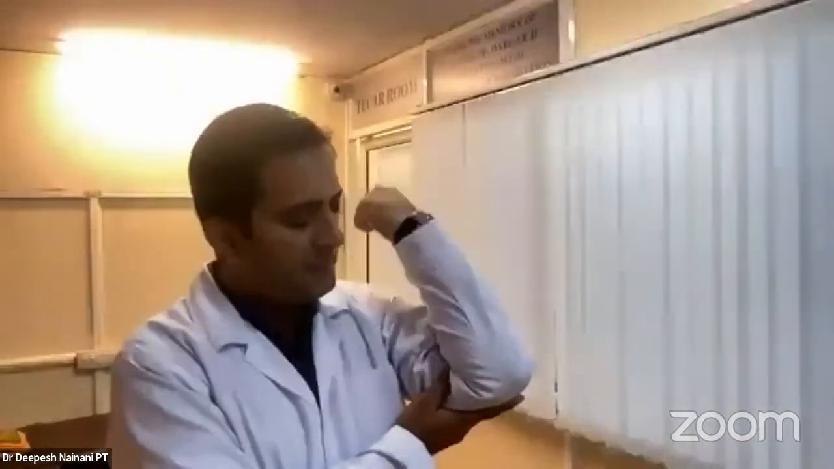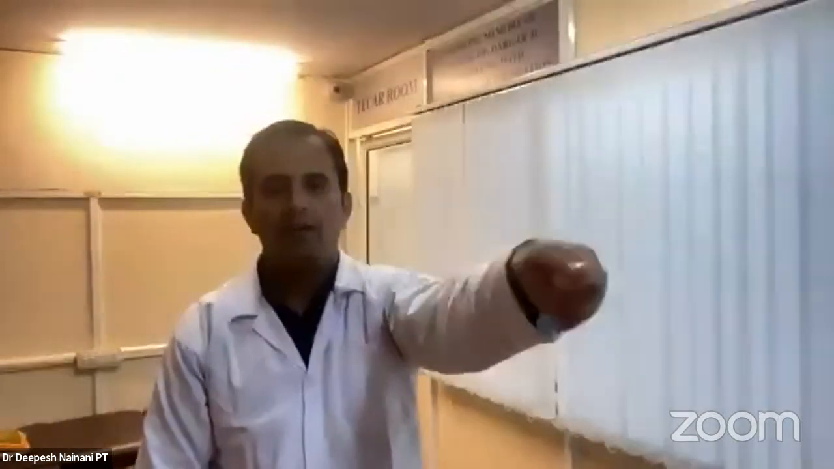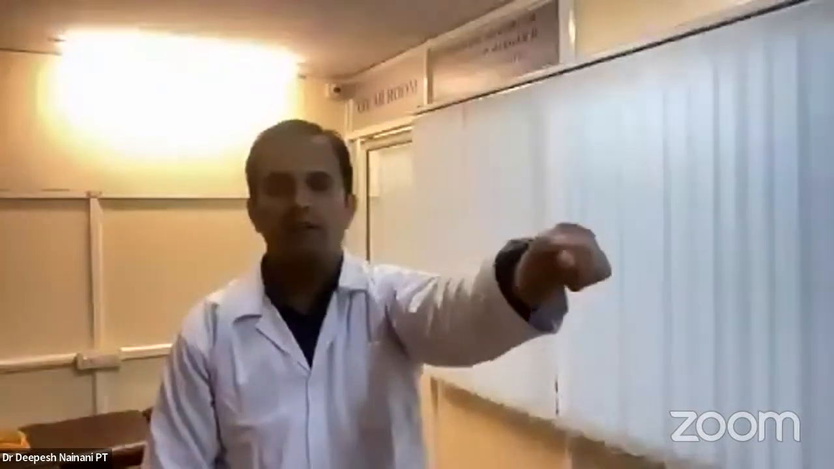flexion and gentle extension of the elbow joint. 5 times flexion and 5 times extension of the elbow joint. After that, we can do normal supination, pronation of the elbow joint. Supination, pronation, or you can say a key movement of the elbow joint.